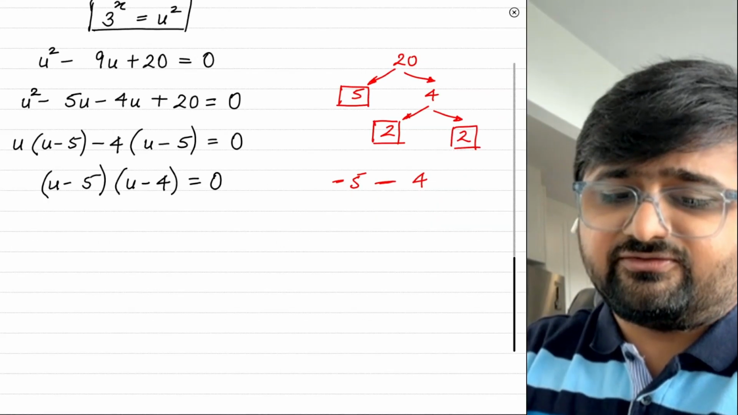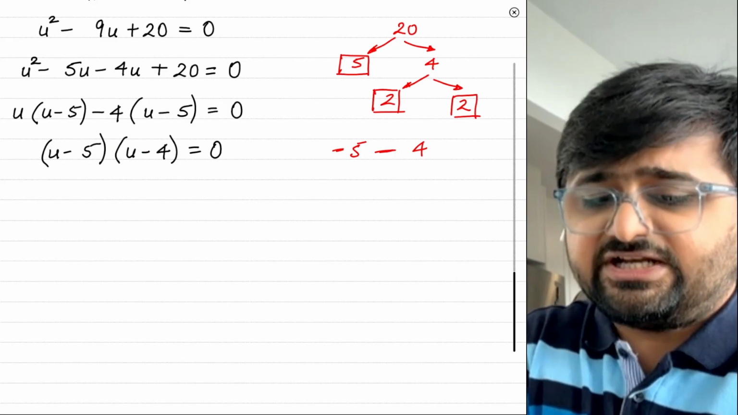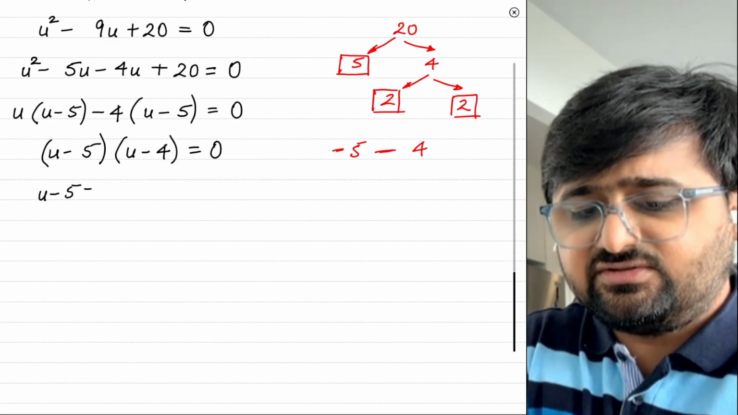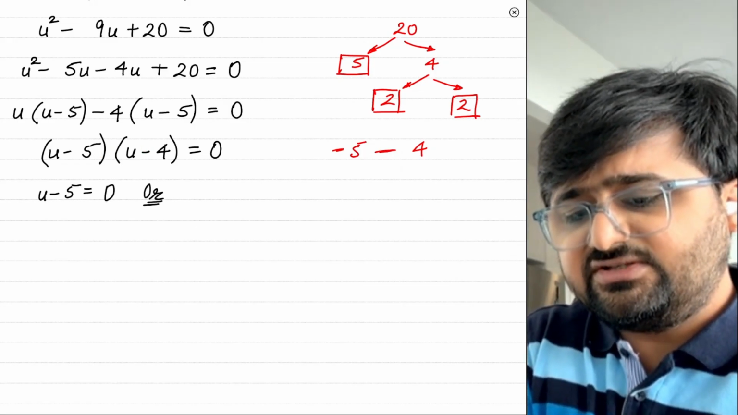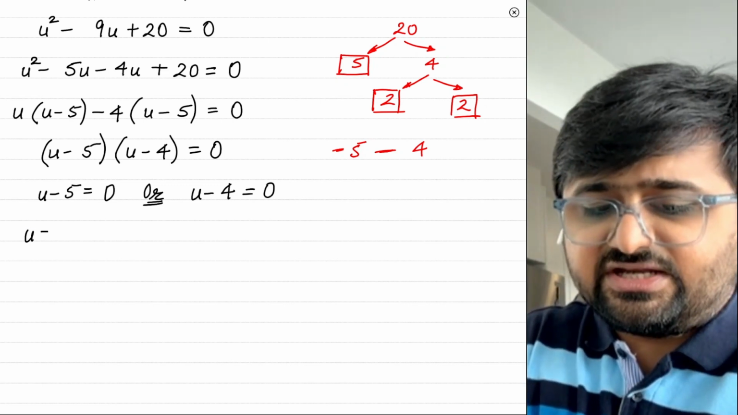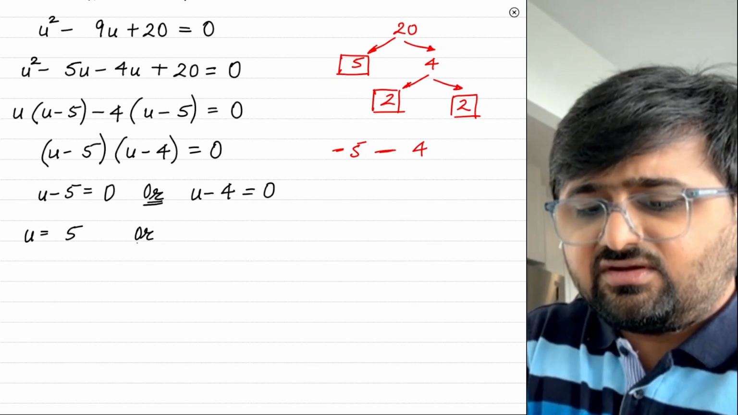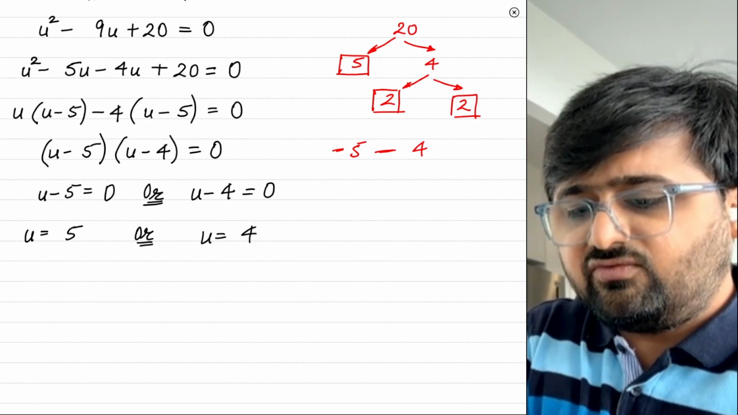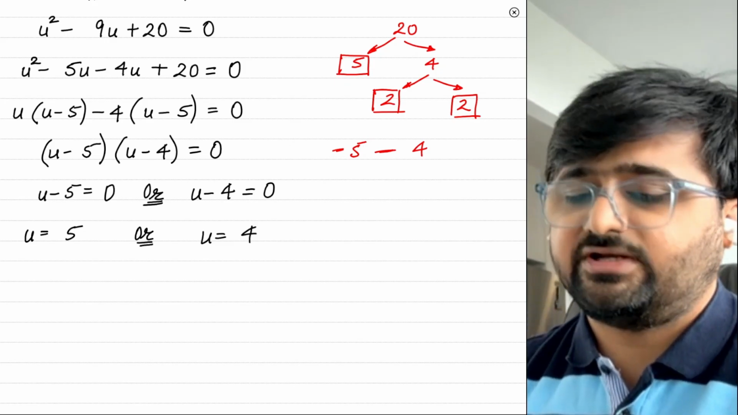Now the product of two terms is equal to 0. That means either the first term is 0, u minus 5 is equal to 0, or u minus 4 is equal to 0. So that means you get u is equal to 5 or u is equal to 4. Okay, I hope that makes sense.